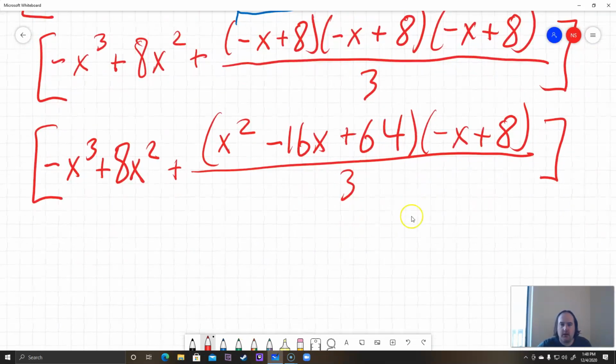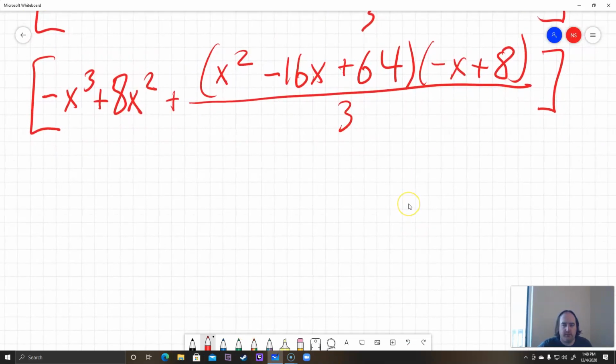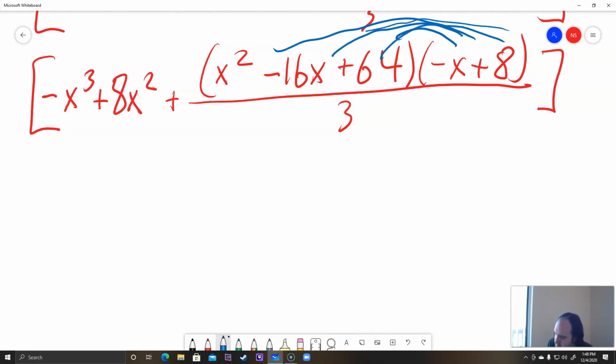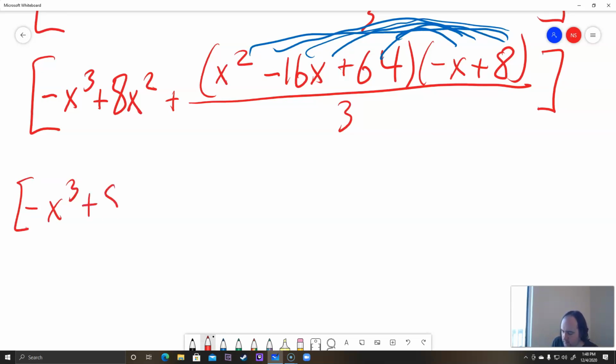Okay. And then what we can do here is multiply this out by distributing. If we distribute the negative x to each term there and distribute the 8 to each term here, we can expand that. So we're going to have a lot of terms.